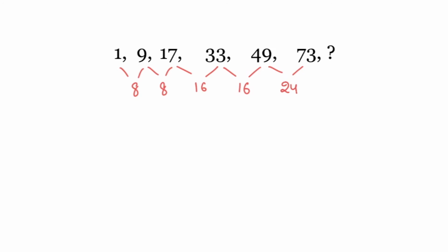So what is the possible difference? 8, 8, then 16, 16, then 24 and 24. So the missing term is 73 plus 24, 97. Missing term is 97.